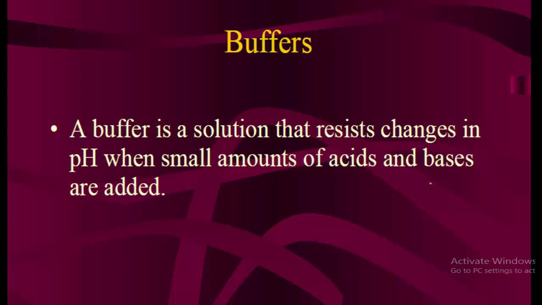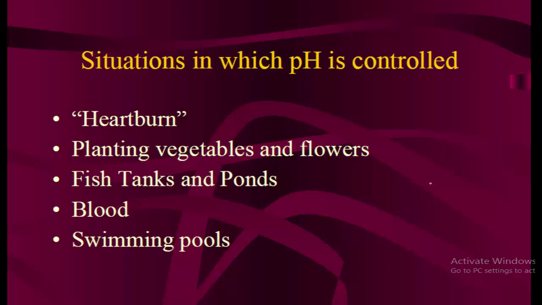For that reason, we add certain substances which do not allow the pH of the compound to change. Such substances or solutions which are added to resist the change in pH are said to be buffers. So a buffer is a solution that resists changes in pH when small amounts of acids and bases are added during the reaction.